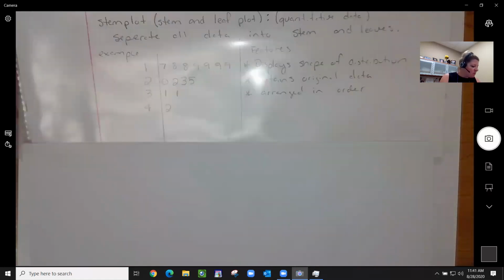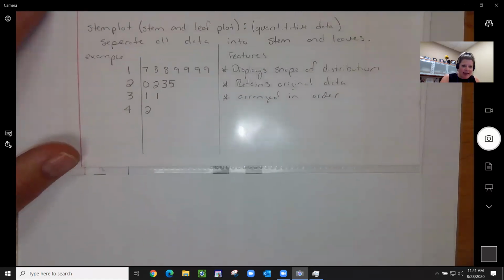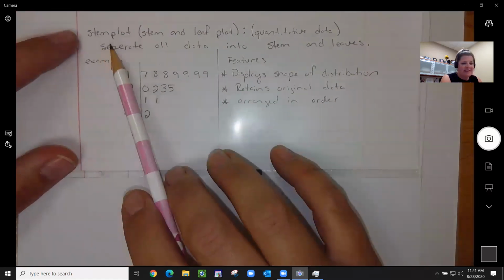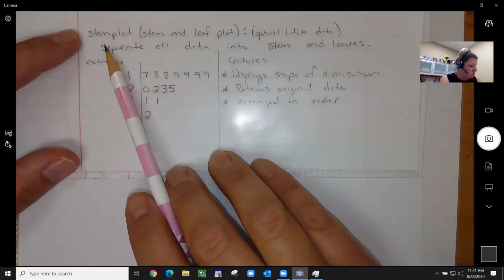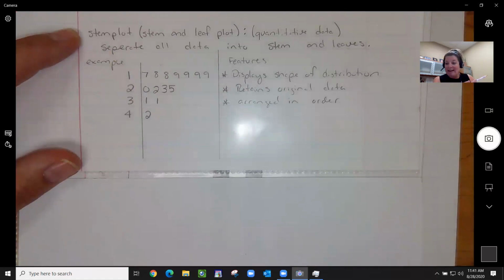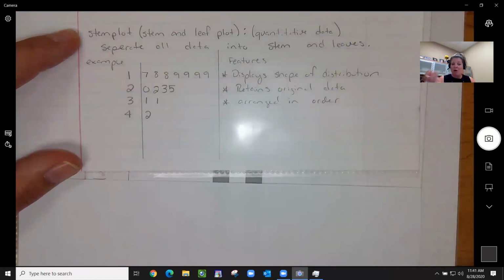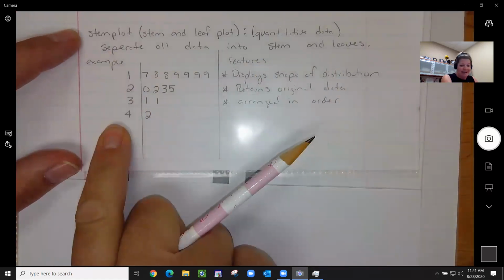So let's go to the next one. The next one is a stem and leaf plot. This one calls it a stem plot, and so either name is perfectly fine. This one also uses quantitative data, numbers, right? And it separates your numbers into what we call stems and leaves.